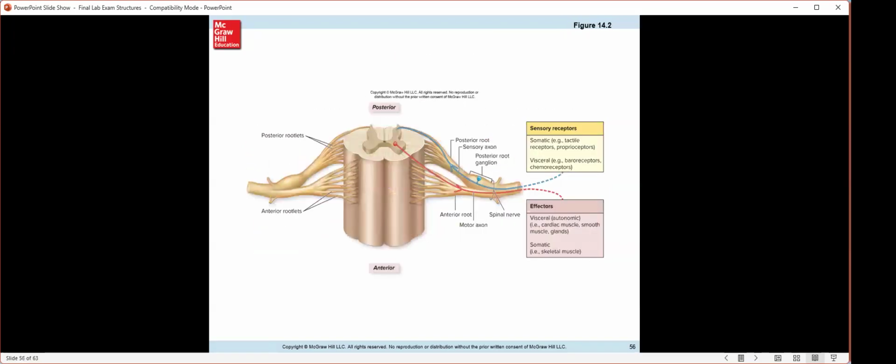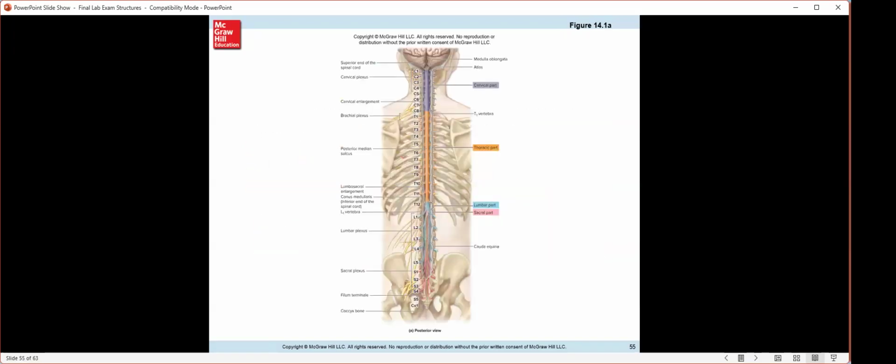I think we have a couple more features in here. There are a few things, these enlargements and then conus medullaris coming in here. Conus medullaris is this big conglomerate where we start to have an enlargement at the end of the spinal cord. Cauda equina we know is going to be all these horsehair looking things, because cauda equina means horse tail.